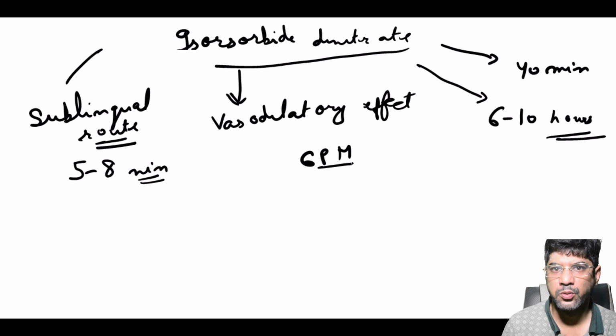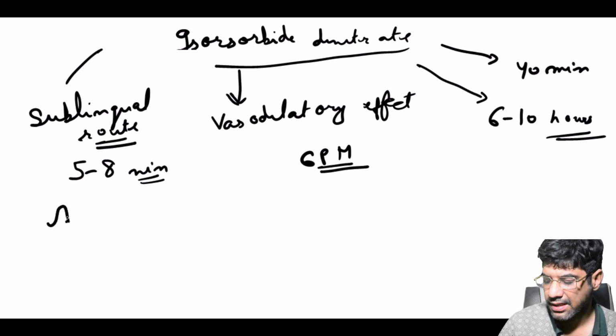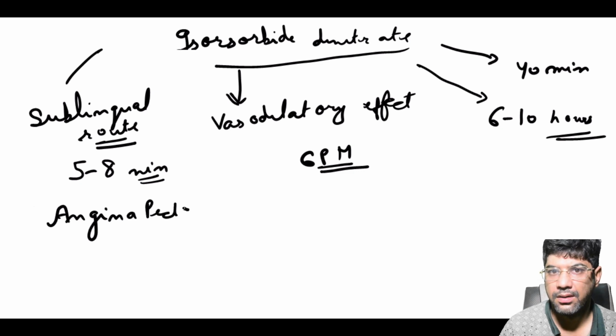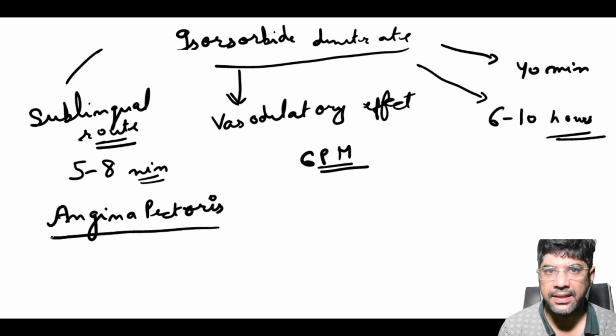So let us discuss the use of nitrates. The first is they are used in angina pectoris. It is effective in both classical and variant angina. It provides relief within 3 minutes, and some require a second dose or take up to 9 minutes for full relief.